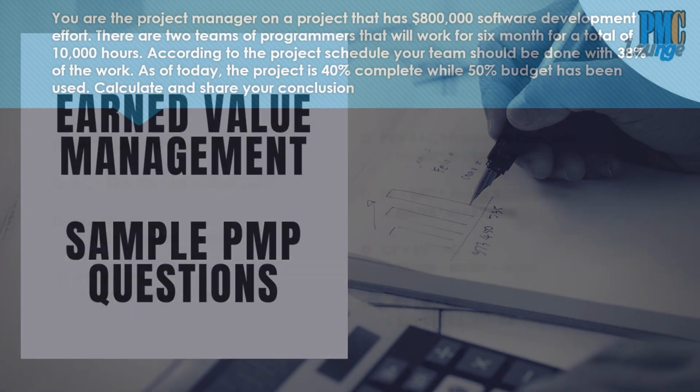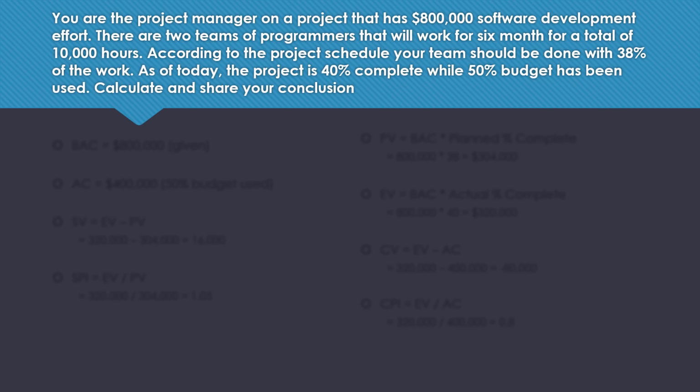Let's get started. You are the project manager on a project that has an $800,000 software development effort. There are two teams of programmers that will work for 6 months for a total of 10,000 hours. According to the project schedule, your team should be done with 38% of the work. As of today, the project is 40% complete while 50% of the budget has been used. Calculate and share your conclusion.